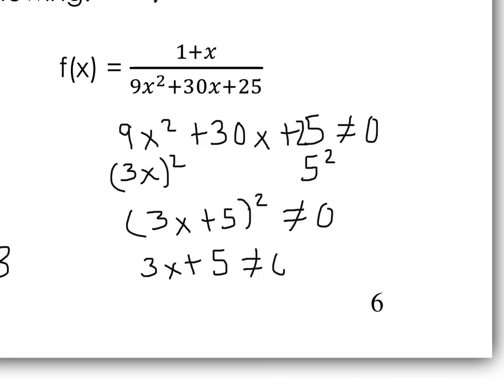cannot be equal to 0. 3x cannot be negative 5, and x cannot be equal to negative 5 thirds. So the domain consists of all real numbers except negative 5 thirds. X cannot be equal to negative 5 thirds.